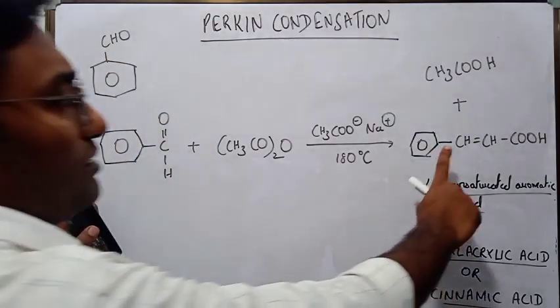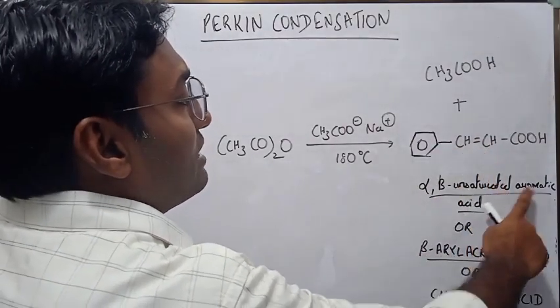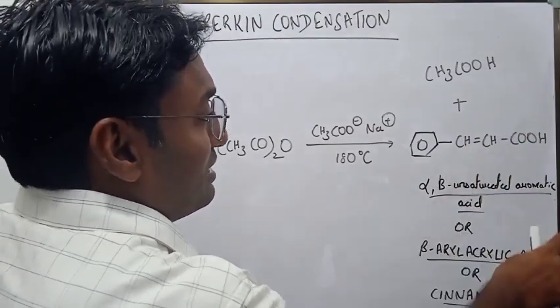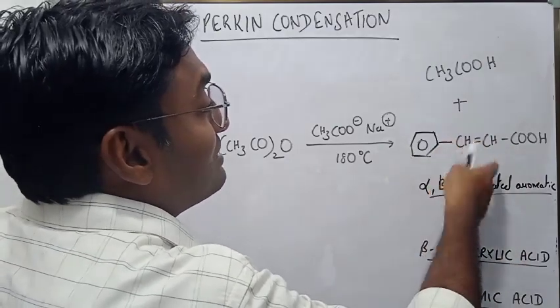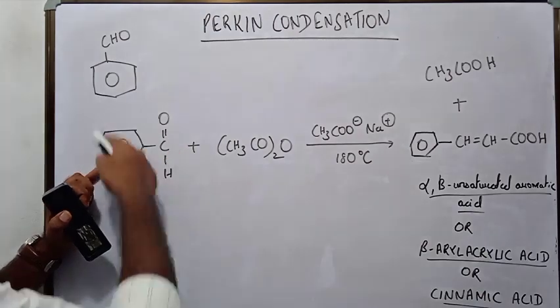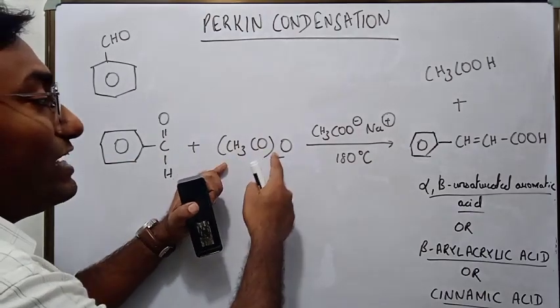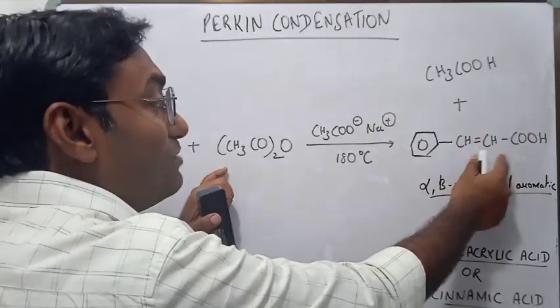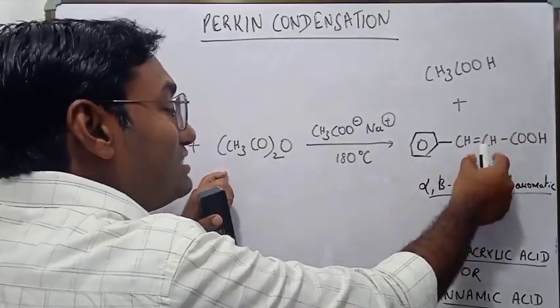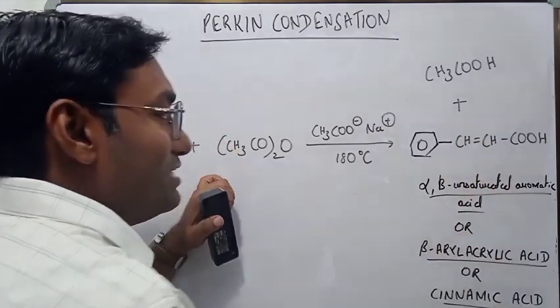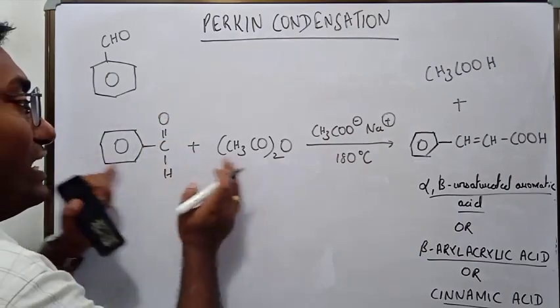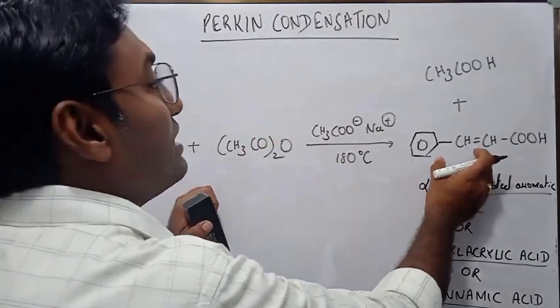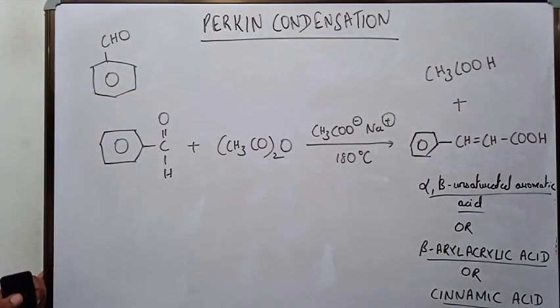This is the simplest of all alpha beta unsaturated aromatic acids. All other alpha beta unsaturated aromatic acids are derivatives of this, because we have used the simplest aromatic aldehyde and the simplest aliphatic anhydride. The common name for this is cinnamic acid. If you are using higher aldehydes or higher aliphatic anhydrides, then you will get derivatives of cinnamic acid. So this is the reaction.